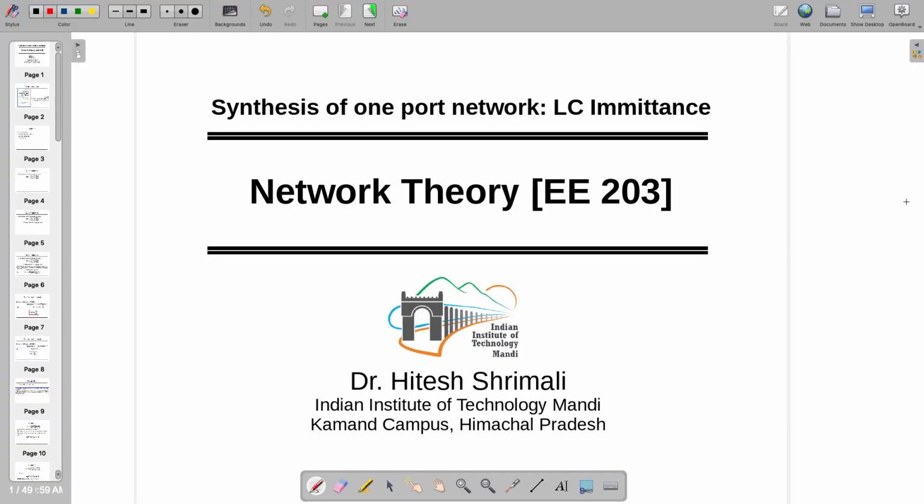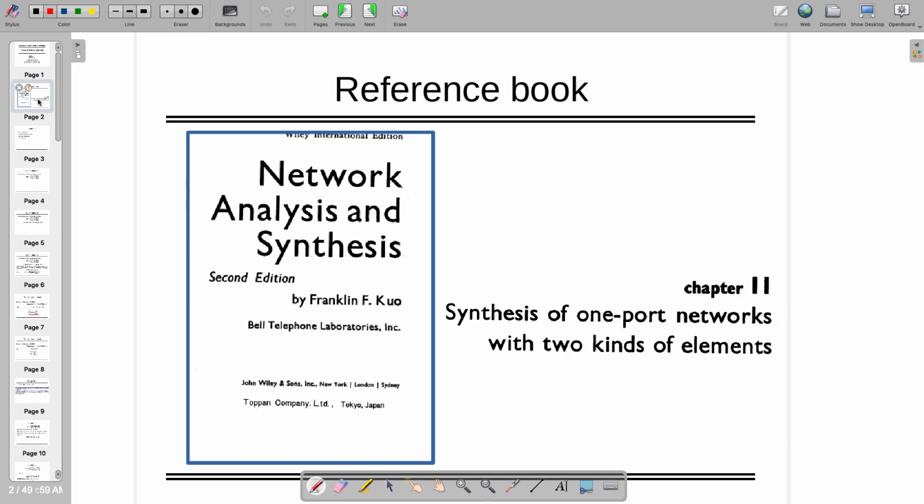Okay, so the next topic of our course is synthesis of one port network, which is LC immittance, right? It's only an LC function which we are learning right now. Thereafter, we are going to learn RC and then RL. So same book I am following, and I am following chapter number 11. So synthesis of one port with two kinds of elements.